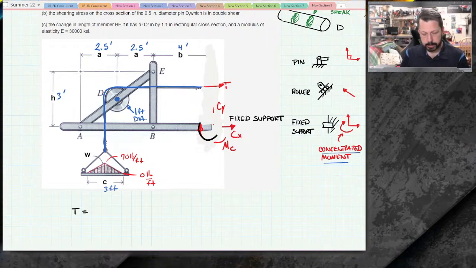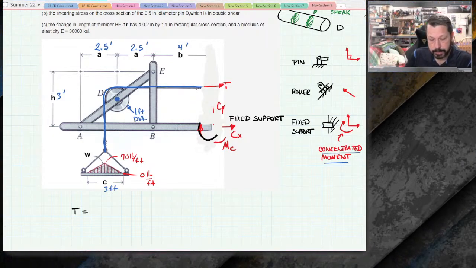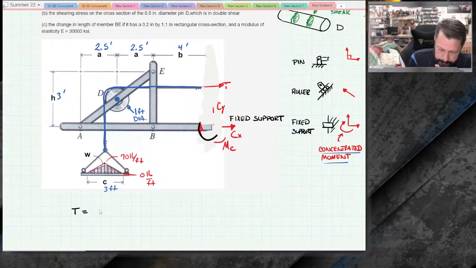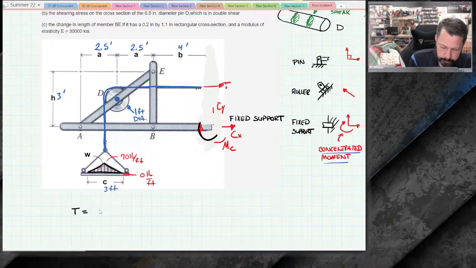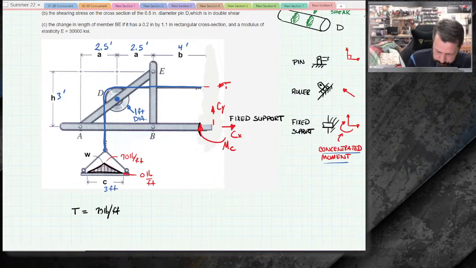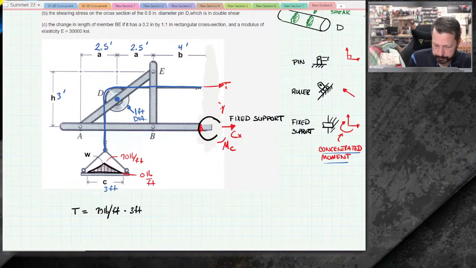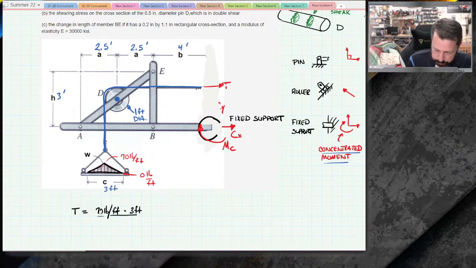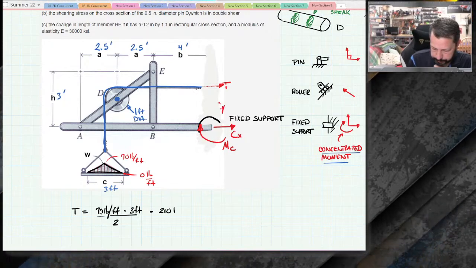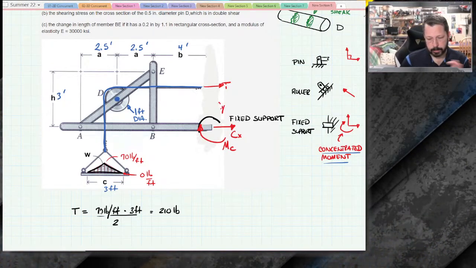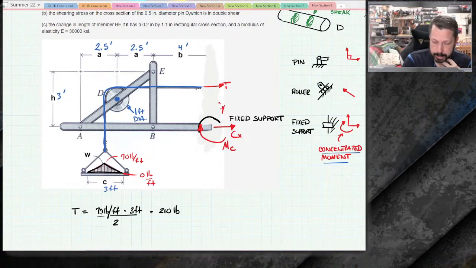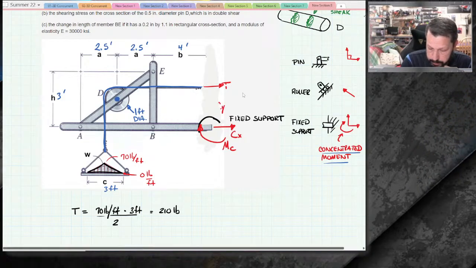All right, so the weight of this sand, which is the tension in the cable, would equal the area of that triangle. So 70 pounds per foot times 3 feet, but it is a triangle, so divided by 2. So 210 pounds equals T. So even though it looked like we had 4 unknowns, we actually did know the tension in the cable. Tension in the cable is 210 pounds.